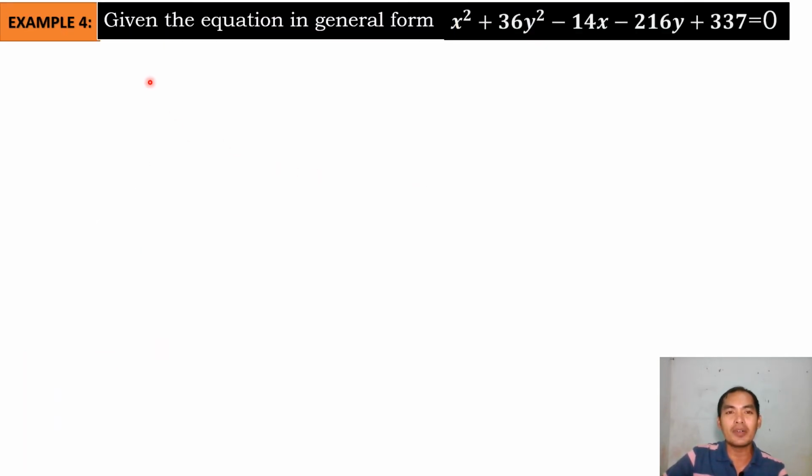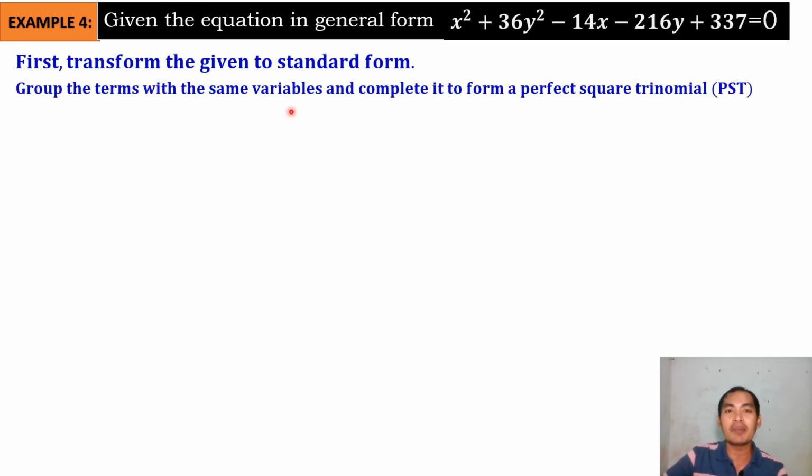Another example is, given the equation in general form x squared plus 36y squared minus 14x minus 216y plus 337 equals 0. Our first step is to change the general form to standard form by grouping with the same variable and complete it to form a perfect square trinomial.